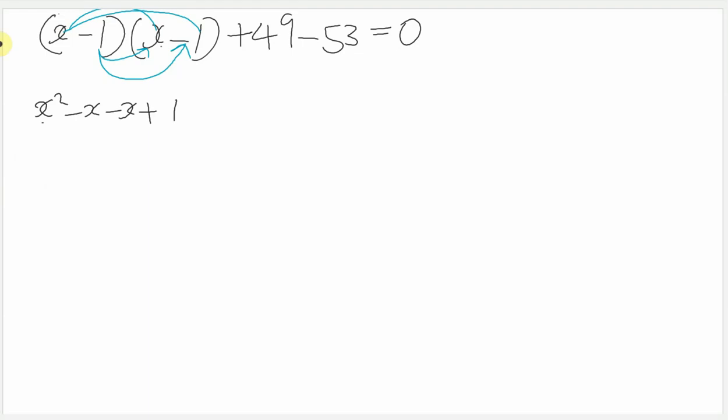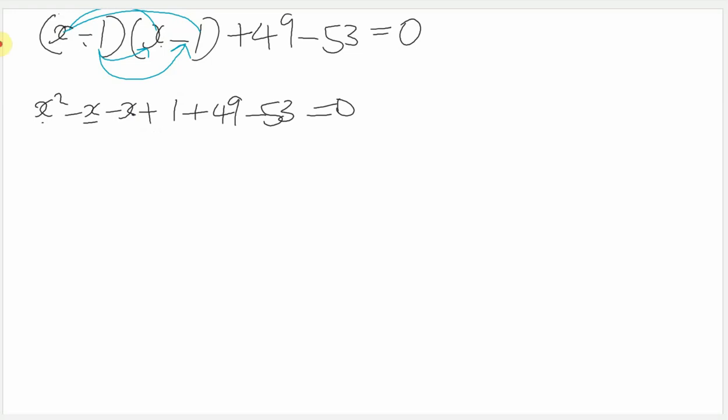I mean, x multiplied by x is x squared. x multiplied by negative 1 is negative x. Then negative 1 multiplied by x is negative x, and then negative 1 multiplied by negative 1 gives you positive 1, and you will have your plus 49 minus 53, again equal to 0 on the right side.